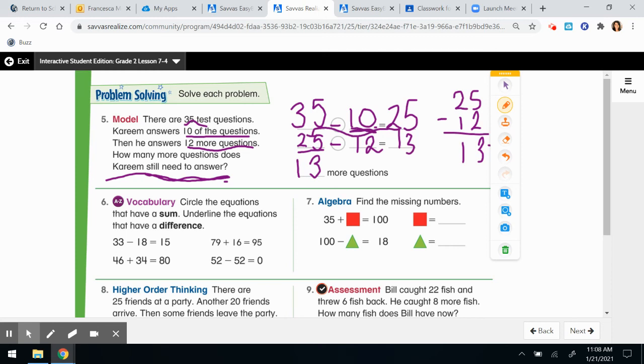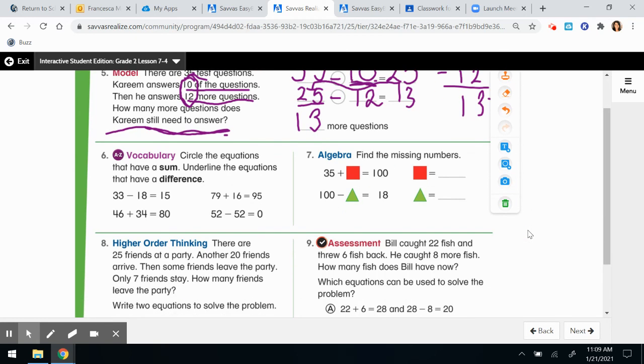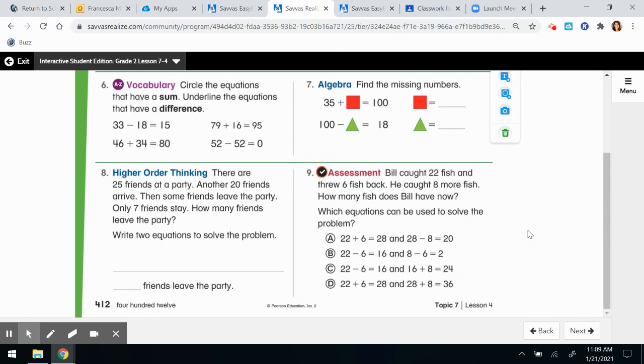There is another way to do this. If you wanted, you could have added up all of the questions he answered already. So you could have started step 1 here by adding 10 plus 12 and then taking that away from how many questions are on the test. So you could have gotten 22 for 10 plus 12 and then subtracted that away from 35. There's a couple different ways to do word problems. You just have to make sure you do what works for you.